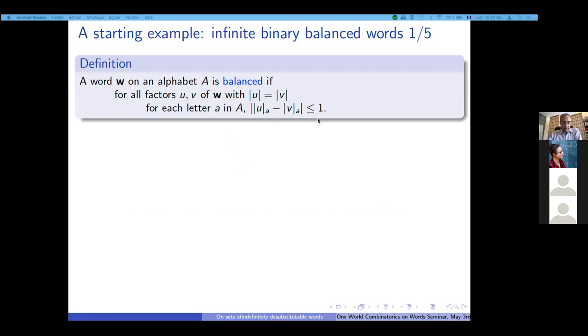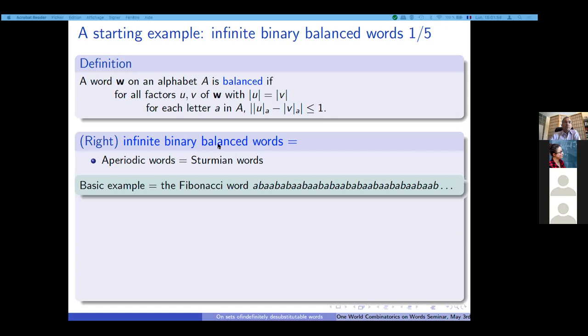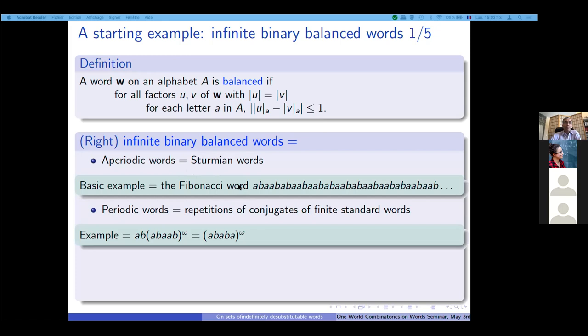These words are very well known. The best known of these words are the Sturmian words, that are the aperiodic balanced words, and the most celebrated one is the Fibonacci word that everybody knows, I assume. There are also some periodic words among balanced words. Periodic words are repetitions of conjugates of finite standard words.